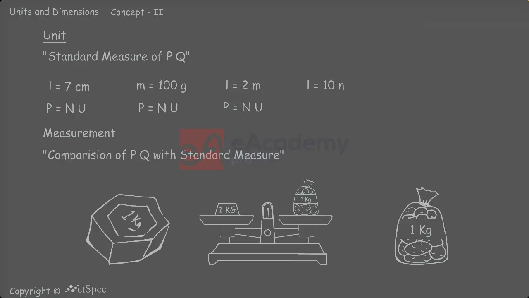We have discussed already that physical quantity is measure having a unit and a numerical value. Do you know that the physical quantity does not change with the unit? In one example, we took centimeter as the standard measure, while in another, we took meter.